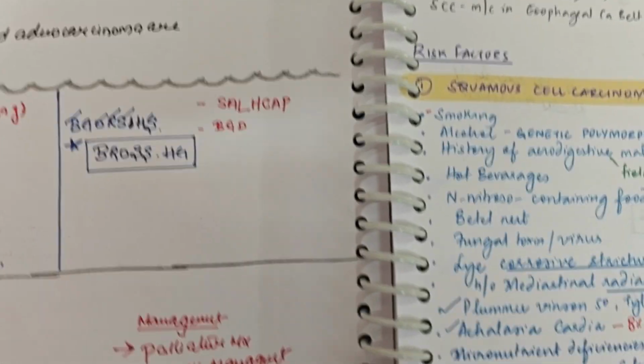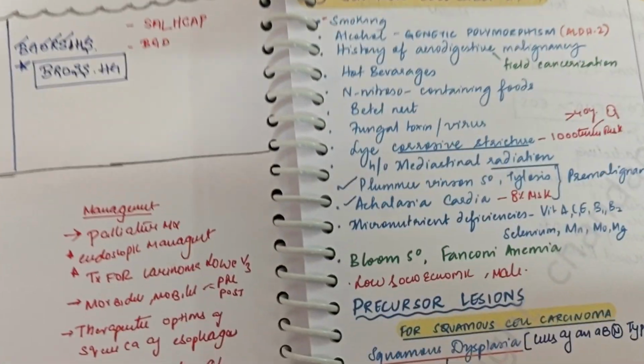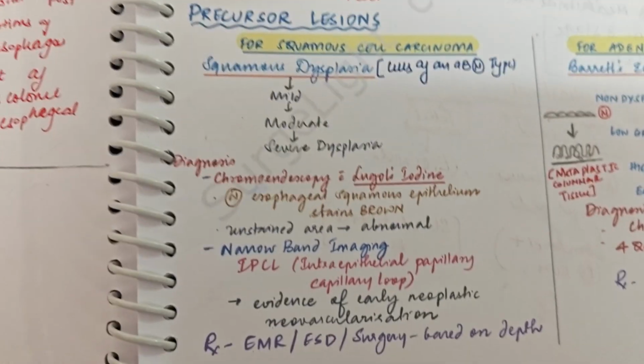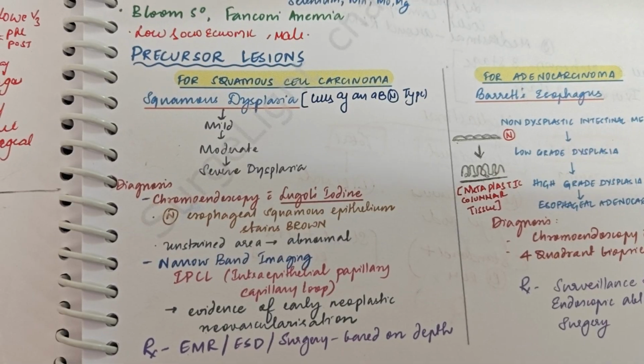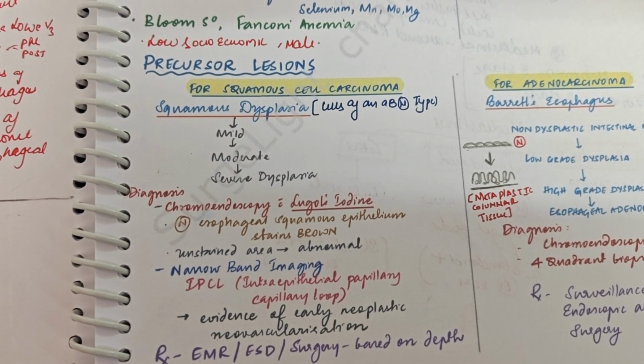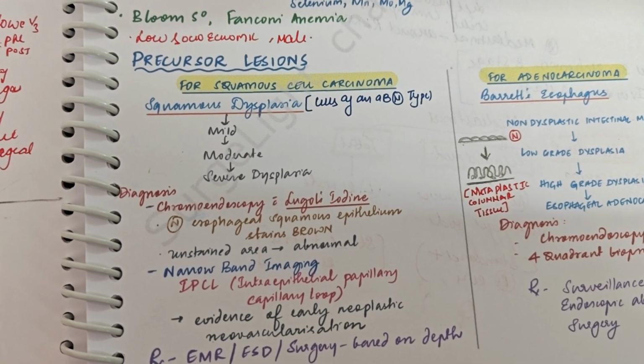Now, let us understand. We have something known as precursor lesions. For a squamous cell carcinoma, there is something known as squamous dysplasia.